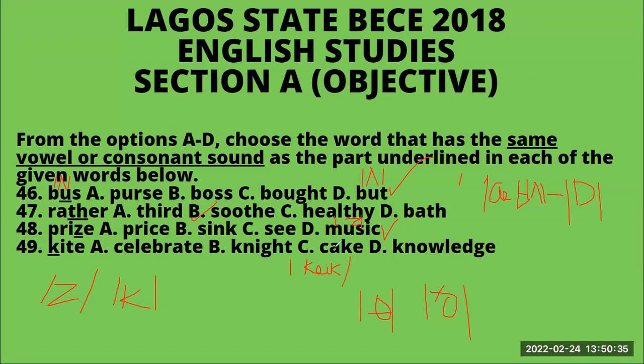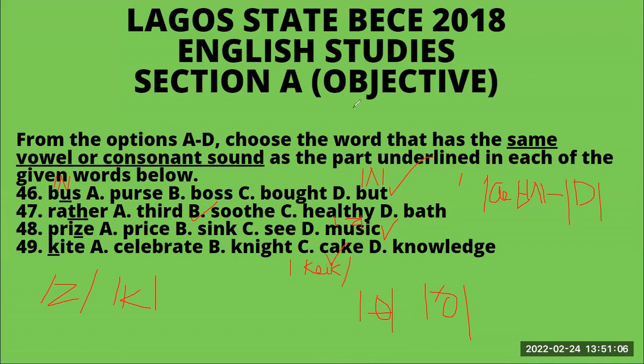So this is the correct option. Cake. This one is "knowledge." So wherever N comes, when K comes before N, K is silent. So K is silent in "knowledge," it is silent in "night." So take note of these techniques for identifying the correct speech sounds in English test of oral. That's what today's lecture is all about.